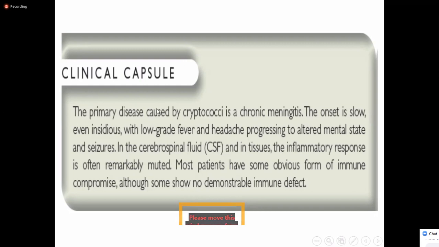In the cerebrospinal fluid and in tissues, the inflammatory response is usually very little. There is no frank immune response. Most patients who are infected with Cryptococcus neoformans are immune compromised. So the meningitis infection of Cryptococcus neoformans occurs in immune compromised patients. Like what? Like in AIDS.